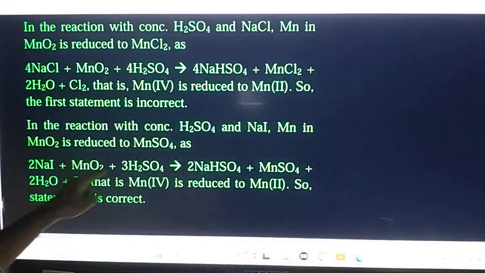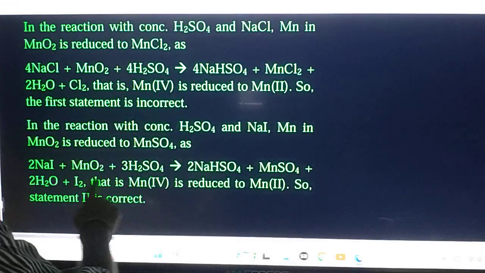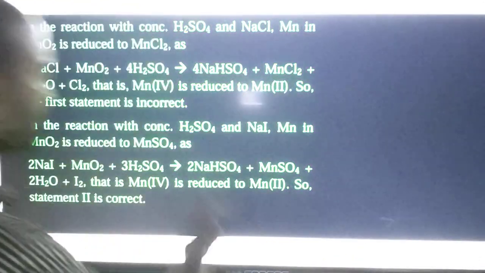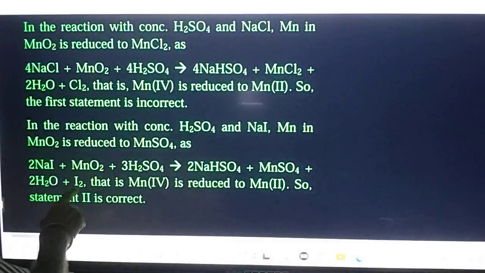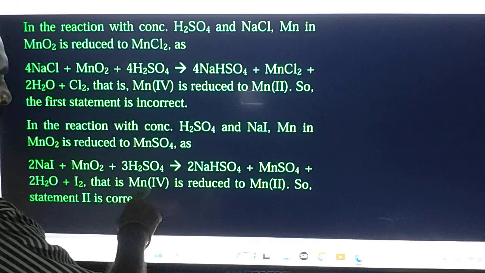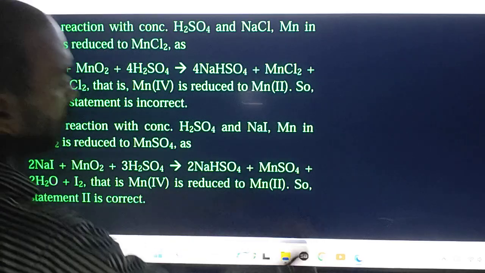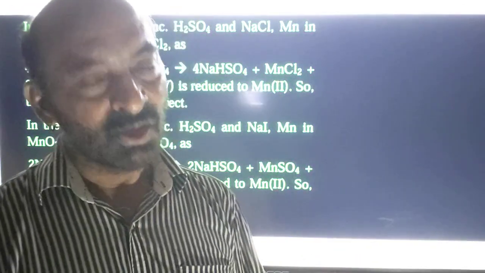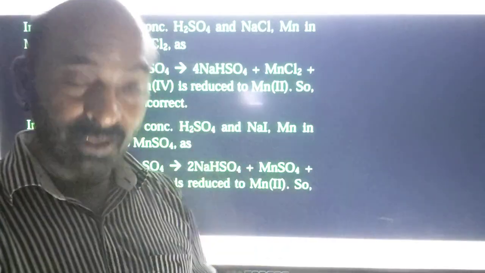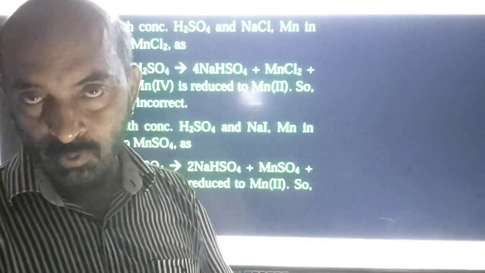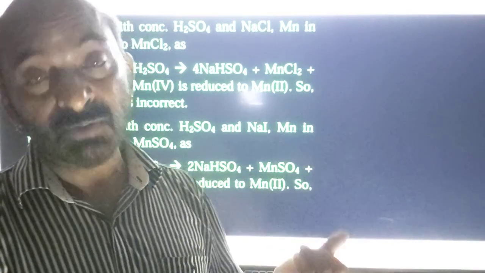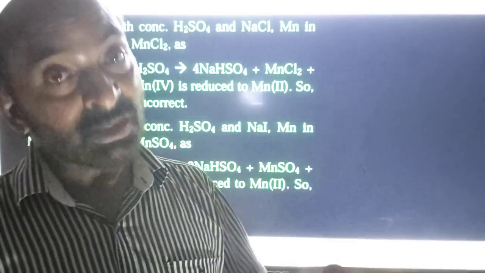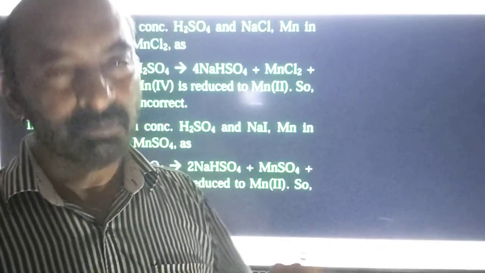Here also 2 NaI plus MnO2 gives plus 3. There is a slight difference in this reaction. Here MnI2 is not formed, unlike MnCl2 in the earlier case. That's the main difference: 2 NaHSO4 plus MnSO4 plus 2 H2O plus I2. Here also a similar change takes place. Mn4+ is reduced to Mn2+ here, and it is given as a reduction, so that statement is correct. The first statement is wrong because in both cases a reduction is happening to MnO2. But in the given statement, the first case was mentioned as oxidation and the second as reduction. That is wrong. Both are reduction. So statement 1 is incorrect and statement 2 is correct.